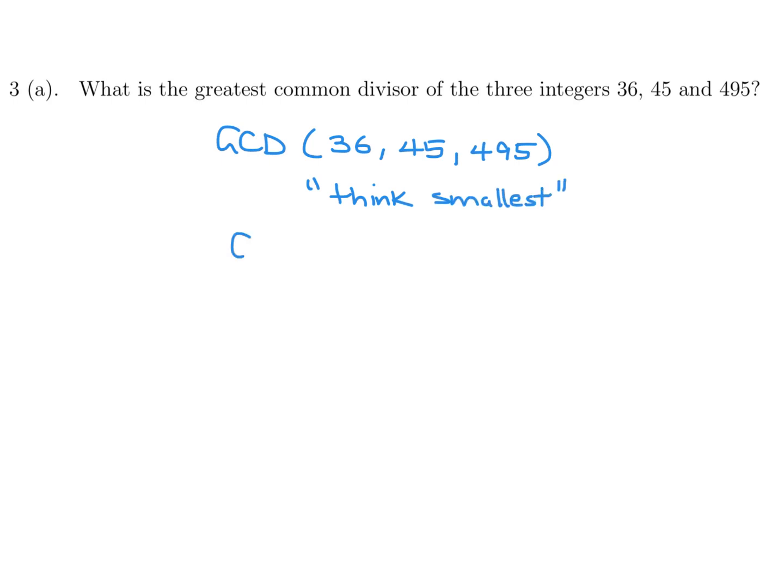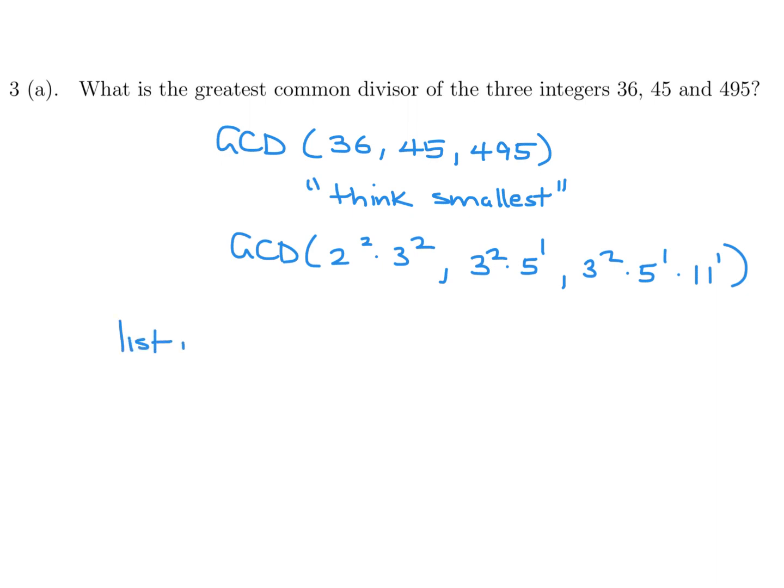The first thing you do in these questions is break these numbers up into their prime factors. So 36 is 2 to the power of 2 times 3 to the power of 2. 45 is 3 to the power of 2 times 5 to the power of 1. 495 is 3 to the power of 2 times 5 to the power of 1 times 11 to the power of 1. Okay, then you list all the prime numbers that we see. Well, I've got 2, 3, 5, and 11. I think those are the only primes.